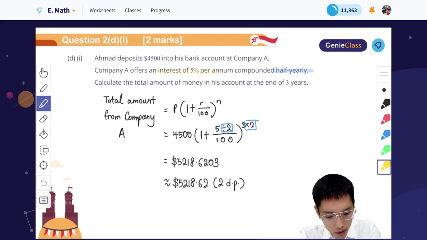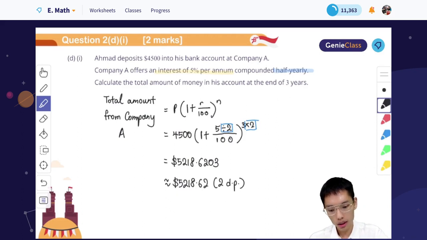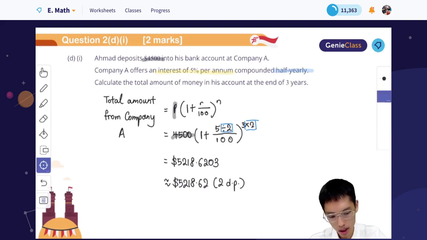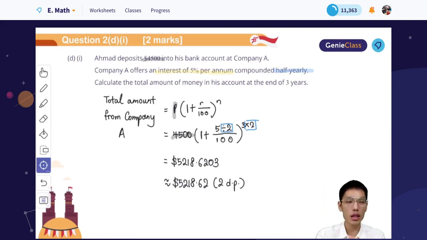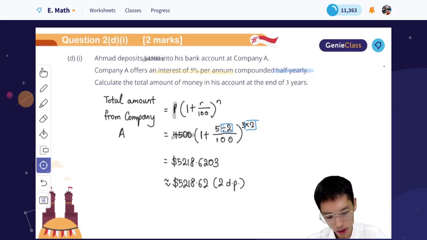Interest of 5% per annum, again the keyword is half yearly. So what happens to my interest? Before that, look at the question. We need to know the principal, which in this case is 4500. Interest 5%, half yearly means every year it will compound 2 times. So my interest will be divided by 2, because every year is compounded with half of the time period. But in this case, 3 years, how many half years do we have? 6. So that's why we need to multiply by 2.